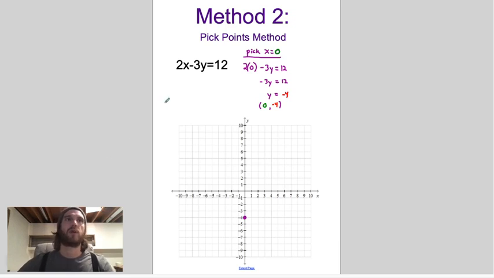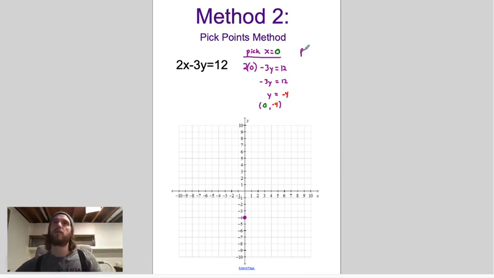Y-intercept is always where x equals 0, and you can see that in y equals mx plus b. If you plug in a 0 for x, you always get your y-intercept b. Doesn't matter what the equation is. Whoops, let's see here, delete.